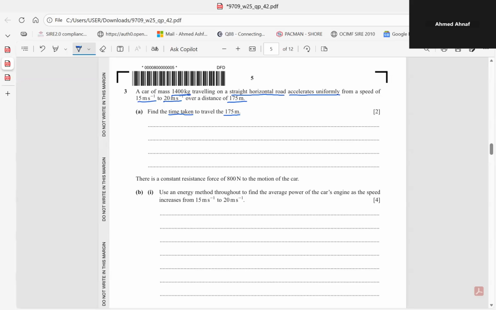Okay, so this is the keyword here, accelerates uniformly. And since it accelerates uniformly, to find t, we can use one of the SUVAT equations. So we know the initial speed and the final speed as well as the distance. We just want to find the time.